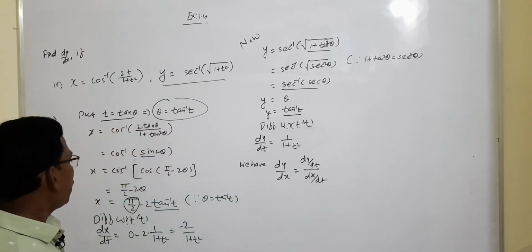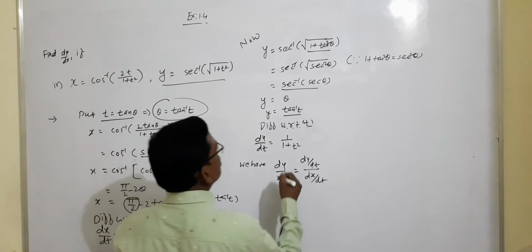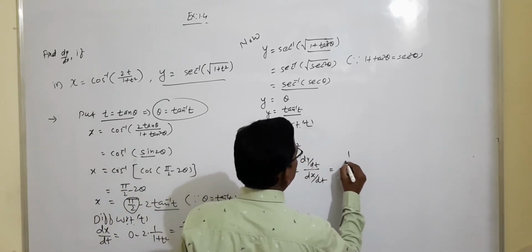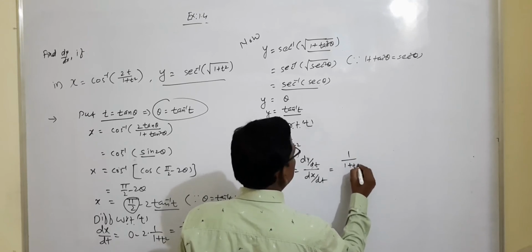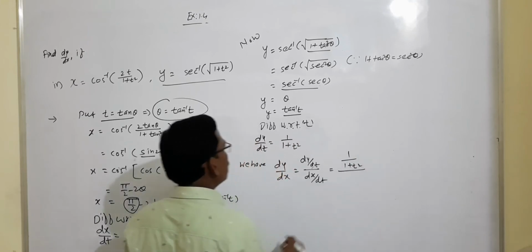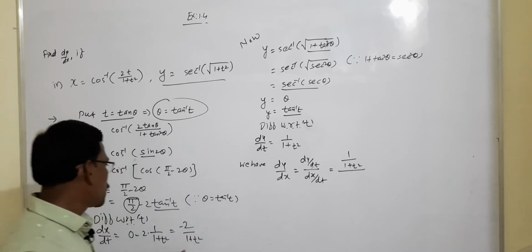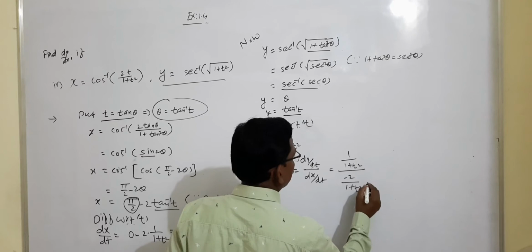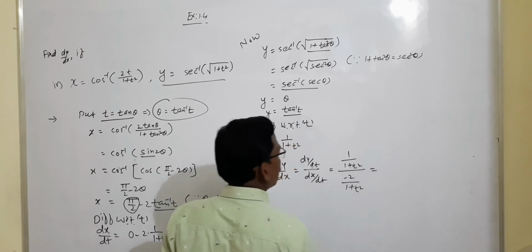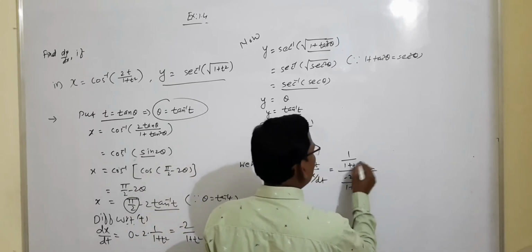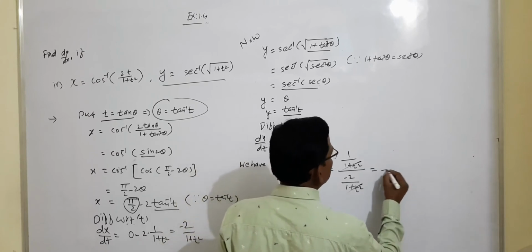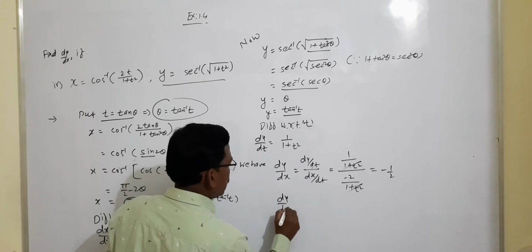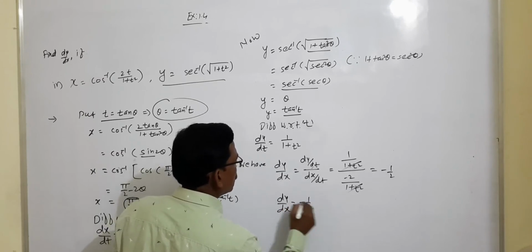Here dy by dt is 1 by 1 plus t square, and dx by dt is minus 2 by 1 plus t square. Take its reciprocal, and 1 plus t square will get cancelled, so it is minus 1 by 2. So dy by dx is equal to minus 1 by 2.